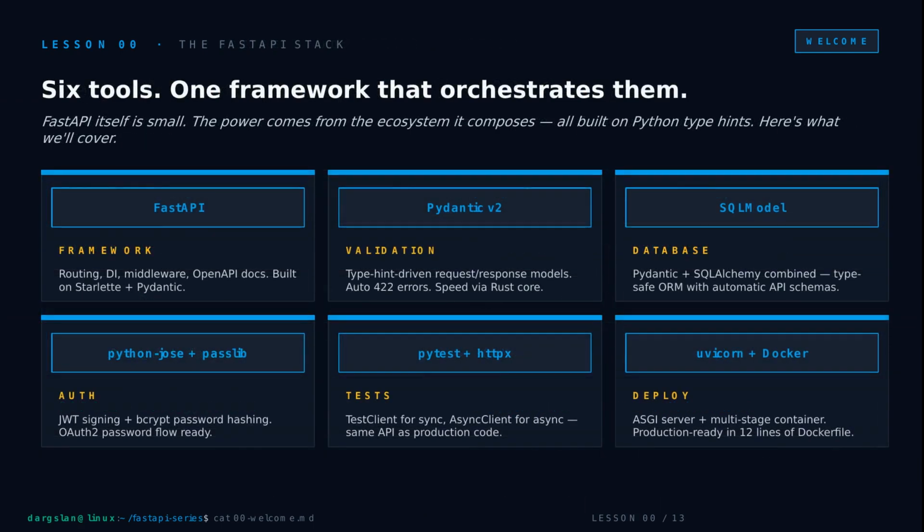So which tools are we actually composing? 6 of them, orchestrated by FastAPI itself. The framework gives you routing, dependency injection, and free OpenAPI docs. Pydantic v2 turns your type hints into validated request and response models, with a Rust core doing the heavy lifting. SQLModel fuses Pydantic and SQLAlchemy, so your database rows and API schemas stay in sync. Then Jose and Passlib handle JWT and bcrypt for auth, pytest with HTTPX covers sync and async testing, and Uvicorn plus Docker ship it. That's the whole stack.